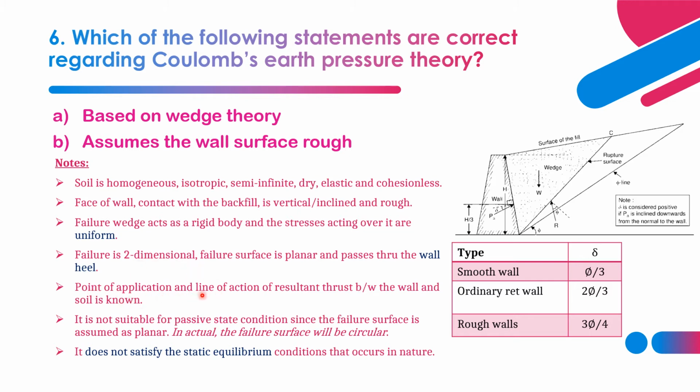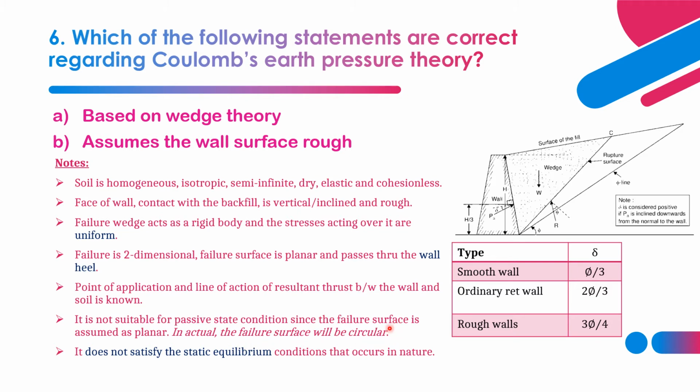The point of application and line of action of resultant thrust between the wall and the soil is unknown. Sorry, it is known actually. Point of application and line of action of resultant thrust between wall and soil is known. So that is a major assumption, and this theory is not suitable for passive state condition since the failure surface is assumed as planar. But in actual case, the failure surface will be circular in case of passive state condition. Only in case of active state condition, the failure surface which is assumed as planar can be suitable. But in case of passive state condition, in reality, the failure surface will be circular.